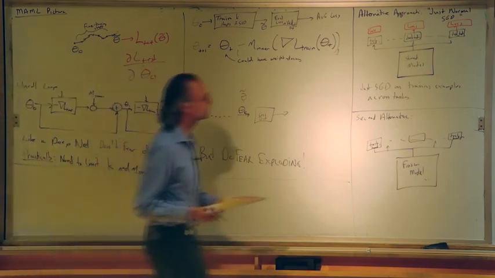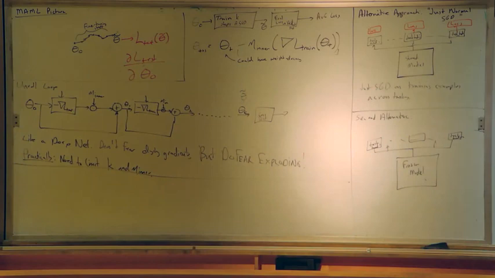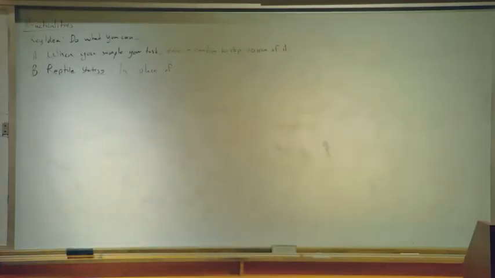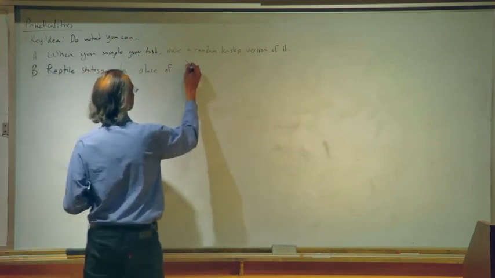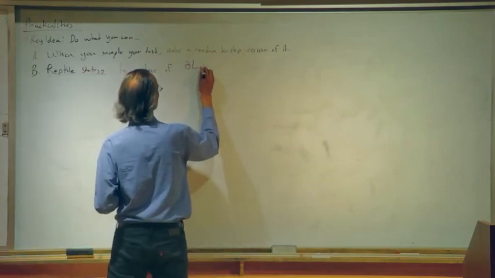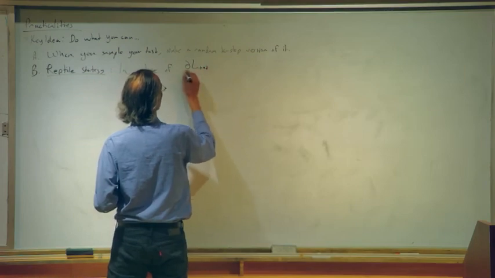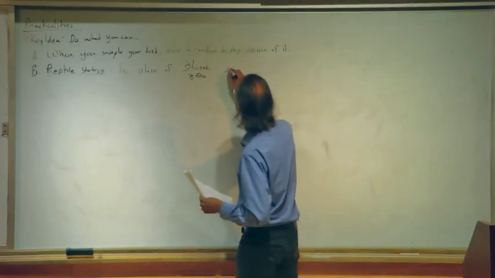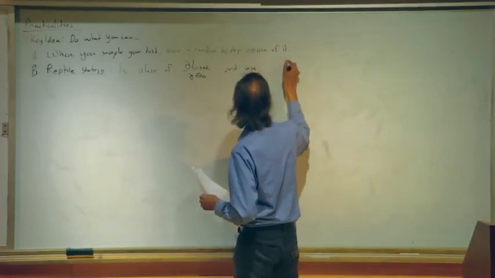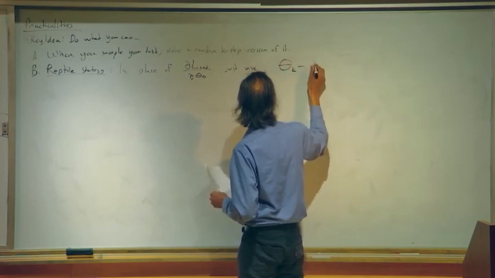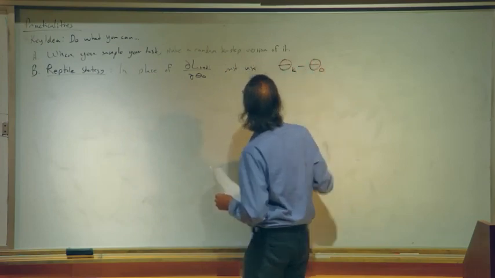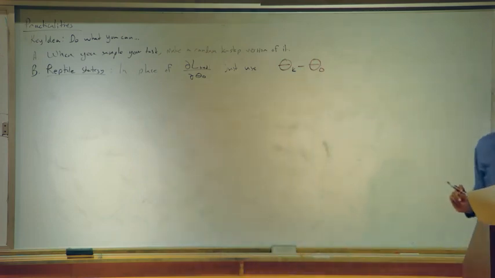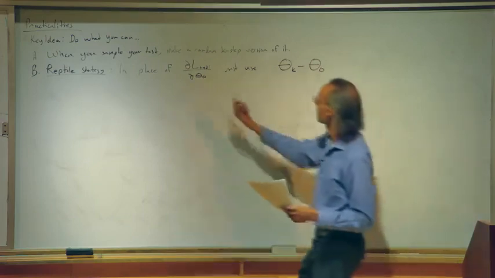So the Reptile strategy says, in place of trying to compute this thing, just use which way do I go? Oh, sorry, minus this, right?